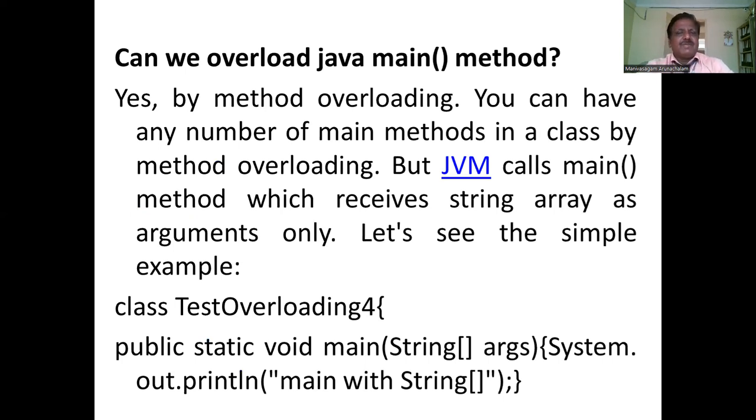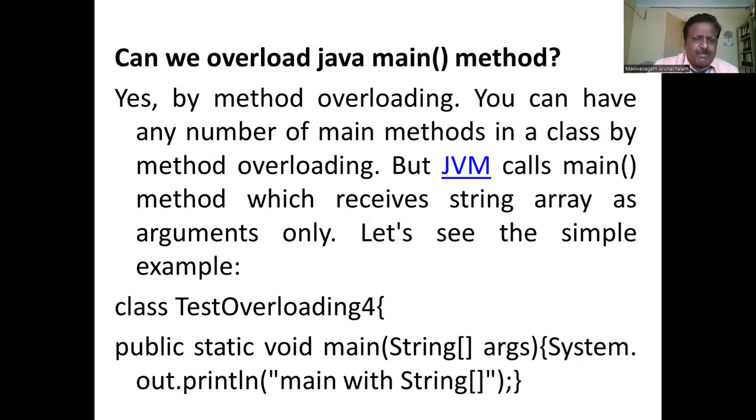Now we will see whether the main method can be overloaded or not. Yes, the main method can be overloaded. You can have any number of main methods in a class. But the JVM calls the main method which receives a string array as arguments. Let us see an example.